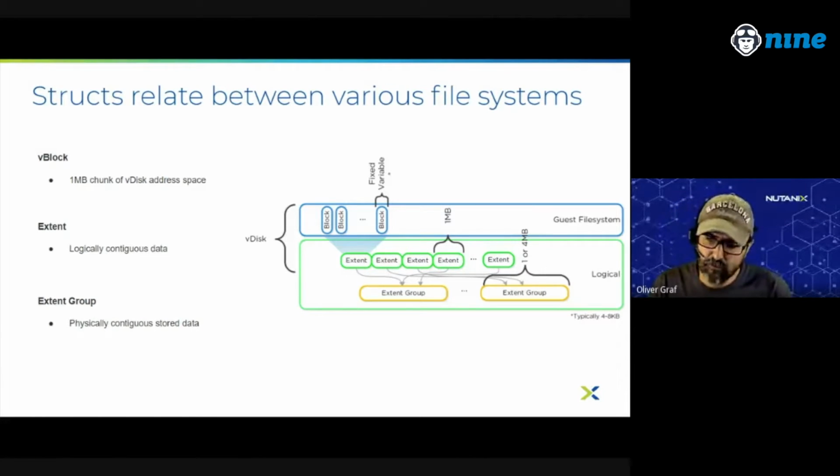This data is stored as a file on the storage device owned by the CVM. Extents are dynamically distributed among extent groups to provide data striping across nodes and disks to actually improve performance.